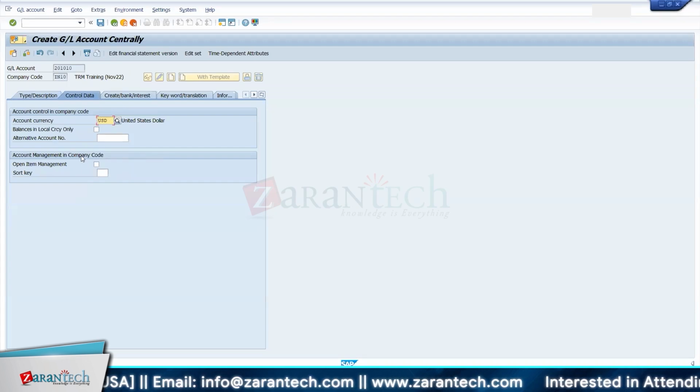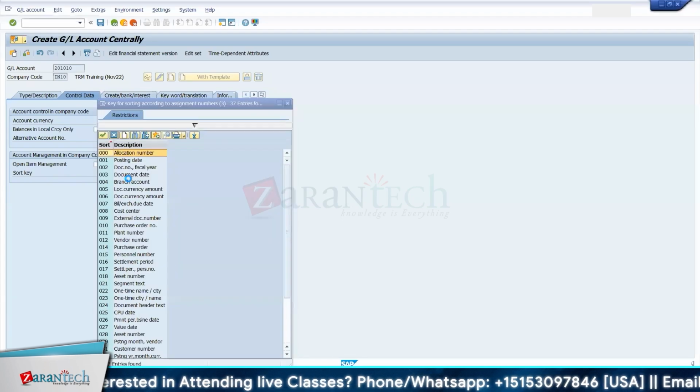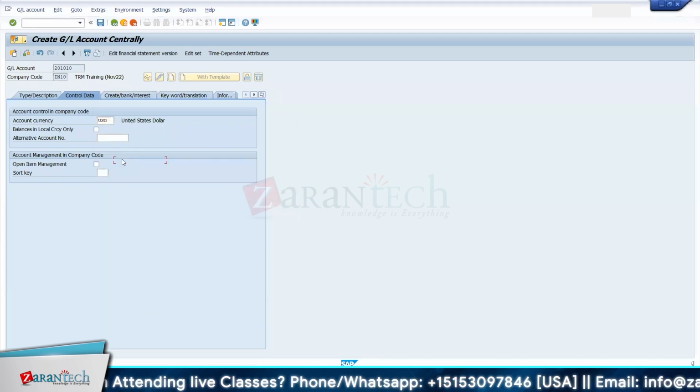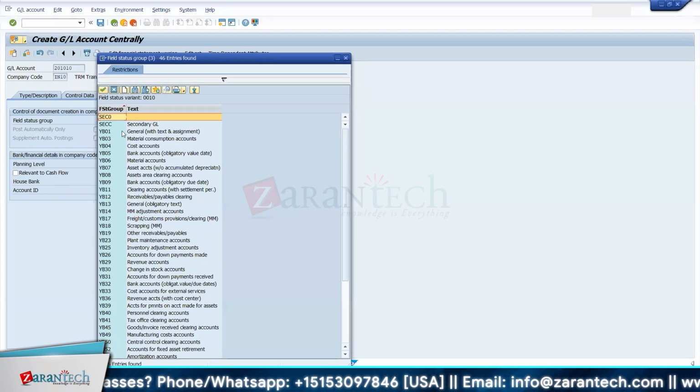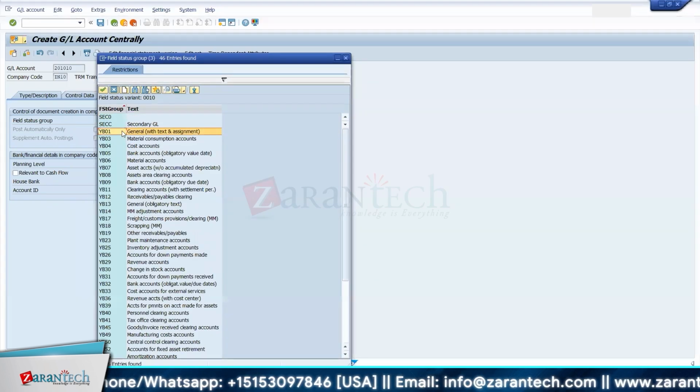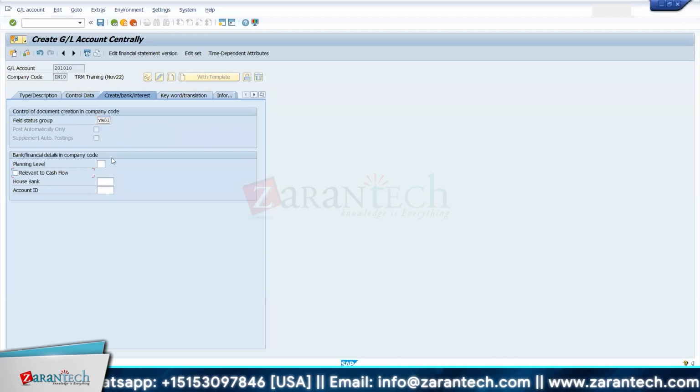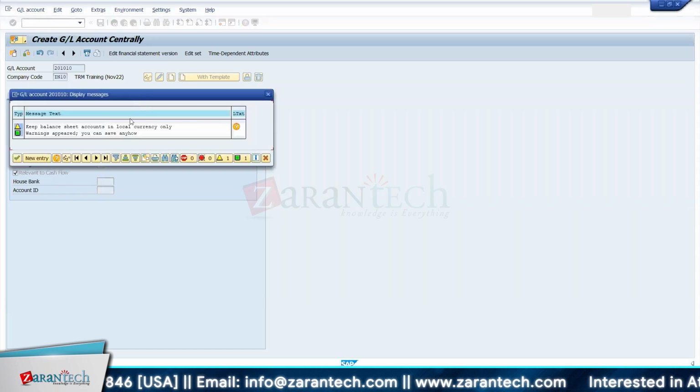Open item management. Normally it is very difficult to manage this GL as open item management because clearing would be difficult. But yes, if you want, you can keep this open item management, but normally it is not required to be maintained as a clear item, open item management. And then here I'll take the IB01. Relevant for cash flow. Okay, this is fine.